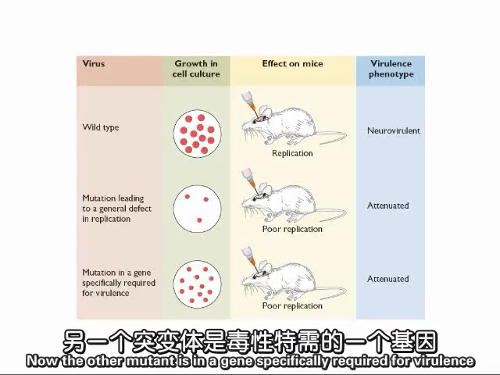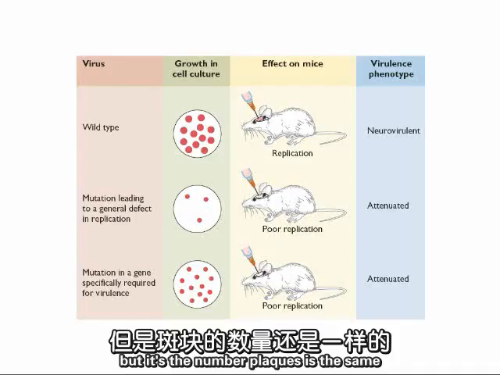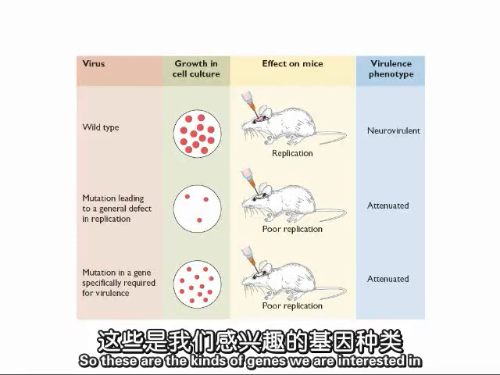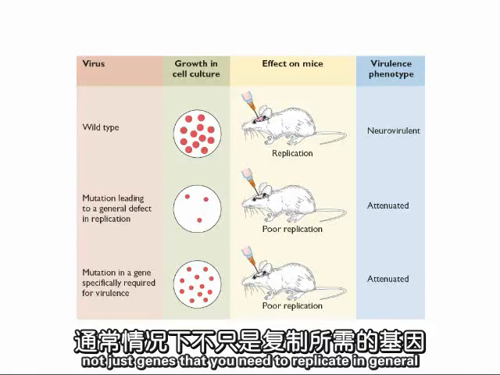Now the other mutant is in a gene specifically required for virulence. Because this virus grows well in cell culture, the plaques are slightly smaller, but the number of plaques is the same. But in mice, this is an attenuated virus. So these are the kinds of genes we are interested in, genes that you need specifically for causing disease in animals, not just genes that you need to replicate in general.